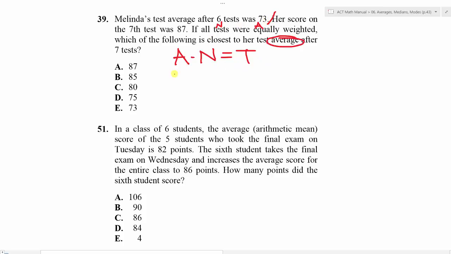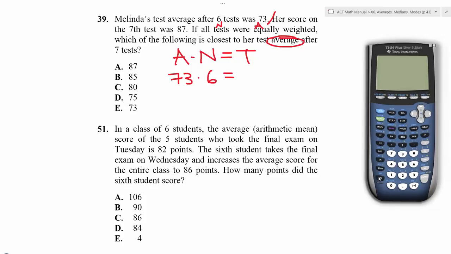I've got this 73, which is an average. I've got a number of things of 6 in that first phrase. I'm going to go in my calculator and do 73 times 6, and I'm going to get 438. I'm going to pause and ask myself, what does that 438 mean? Yes, it's a total, but it must also be her total accumulated points on the 6 tests. In order to have gotten an average over those 6 tests of 73, she had to get 438 points.